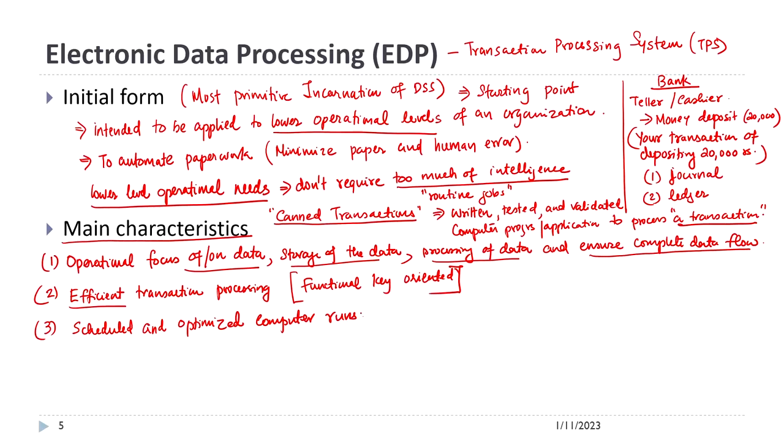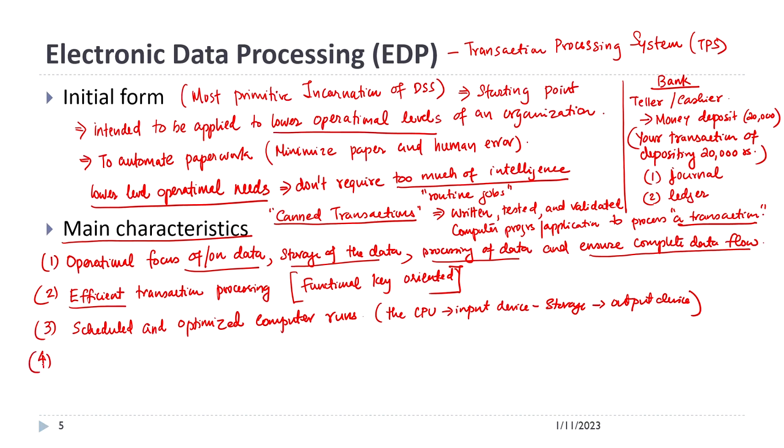Okay. So what we are doing is the CPU, input device, storage, output device. This combination is scheduled and optimized in such a way that the complete transaction is processed properly.